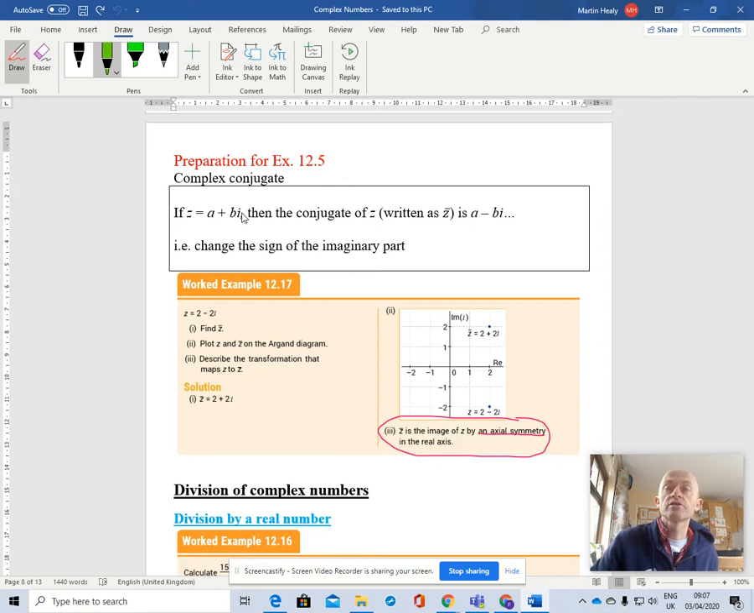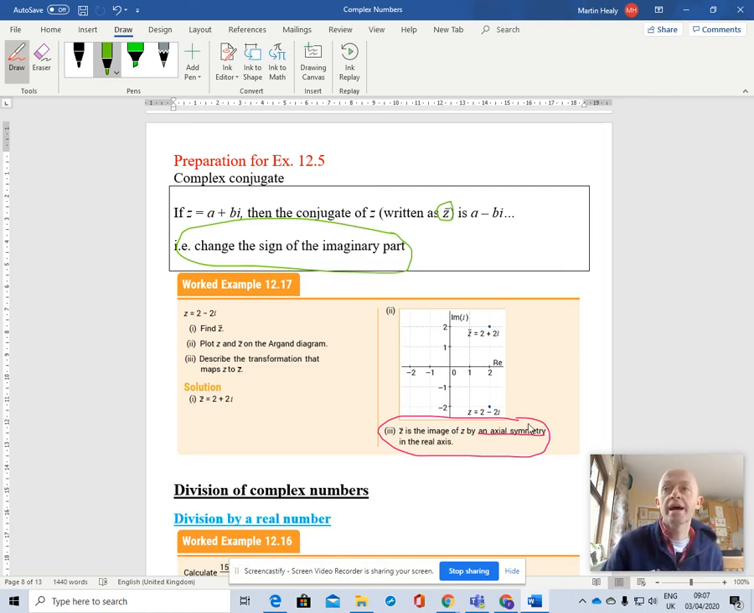So the complex conjugate is quite straightforward. If z is equal to a plus bi, then the conjugate of z, written as z bar, is equal to a minus bi. So basically, to find the conjugate, you change the sign of the imaginary part. Fairly straightforward. Now it's important to understand what that means graphically, like on an Argand diagram.